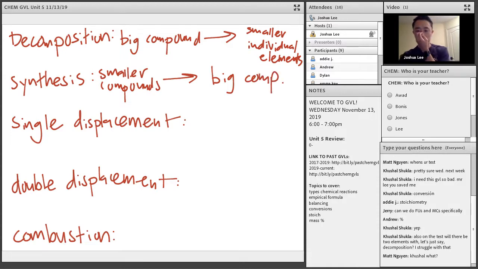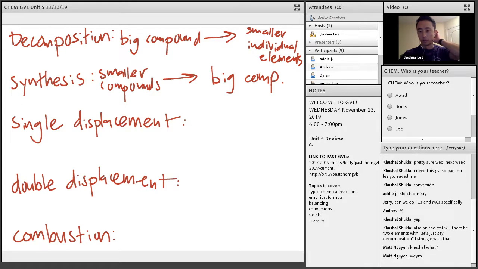Someone says, will there be 2 elements with, let's just say, decomposition? I struggle with that. 2 elements with decomposition? What? What does that mean? Whoa, that's what I just said.